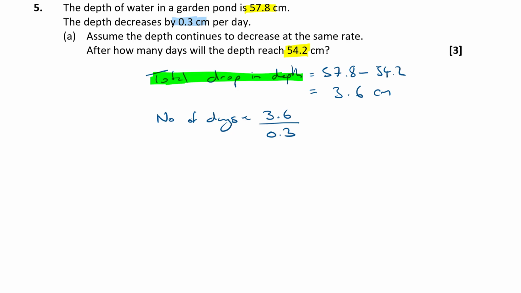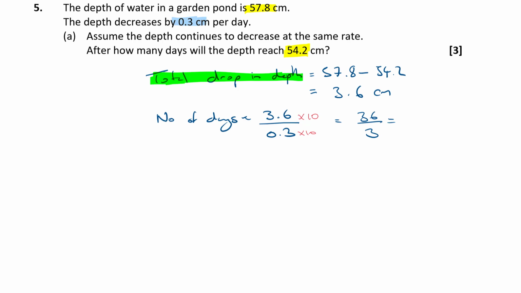So how many times does 0.3 go into 3.6? Now, if you don't like decimals in your division, you could just times top and bottom by 10. That would just get rid of all the decimals straight away, wouldn't it? So it's a bit like fractions. As long as you do the same thing top and bottom, you don't change the fraction. So that would give me 36 over 3, which is a lot easier to do, isn't it?